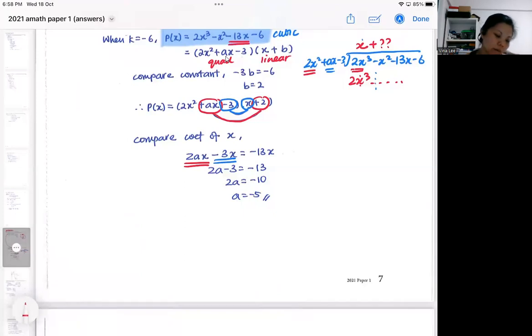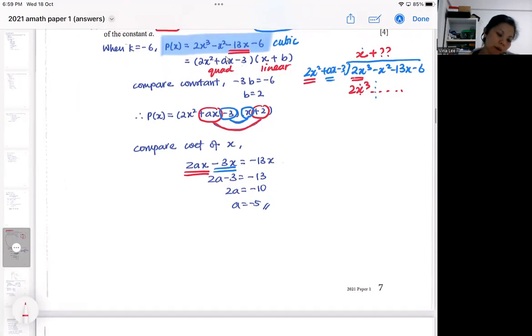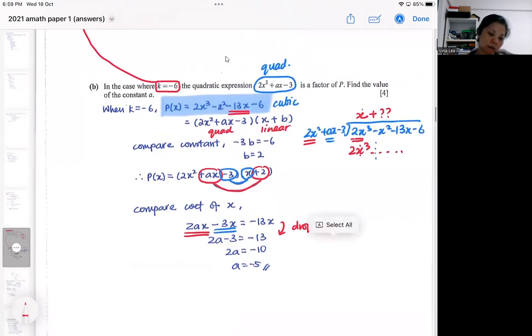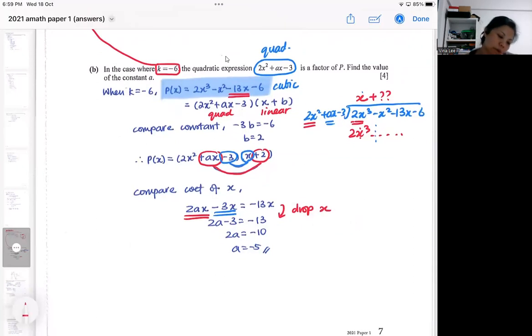So in the function, the coefficient of x is -13. So I will compare it to -13. Then after that, you drop all the x. So when you drop all the x, you can compare to get the a. So that is how you find the value of a. The question asks you to find the value of a. So once you get the value of a, that's it.